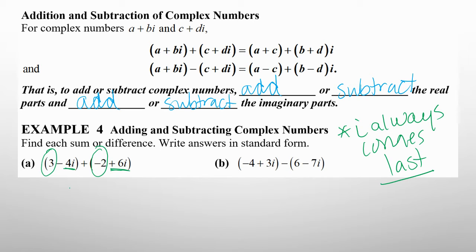So 3 plus negative 2 is 1. Negative 4i plus 6i is positive 2i. And that's it. That's done. I can't do anything more with that. Letter B, I'm going to go ahead and do the keep, change stuff over here, taking the subtraction to the right. Our like terms then are negative 4 and negative 6, which make negative 10. 3i plus 7i is 10i. That's it. I can do nothing else because they are not like terms.